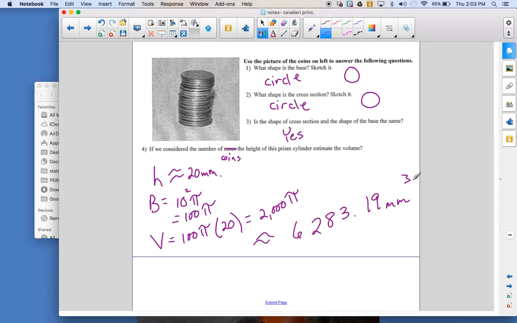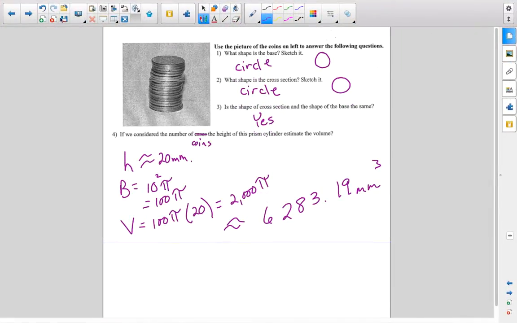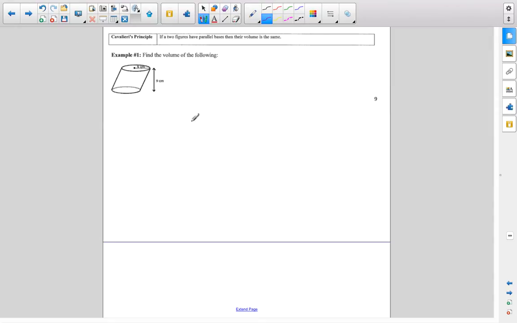Now let's skip down to the bottom of page 9. The top of page 9 I'm going to have you work on your own. We're going to talk a little bit more, but then I want to talk a little bit about Cavalieri's principle here, and then I'll have you go back and do page 9. Cavalieri's principle says if you have two figures that have parallel bases, so one cylinder is going straight up and down, and one is kind of on a slant, but this one has a height of 9 centimeters and a radius of 5 centimeters on its base.